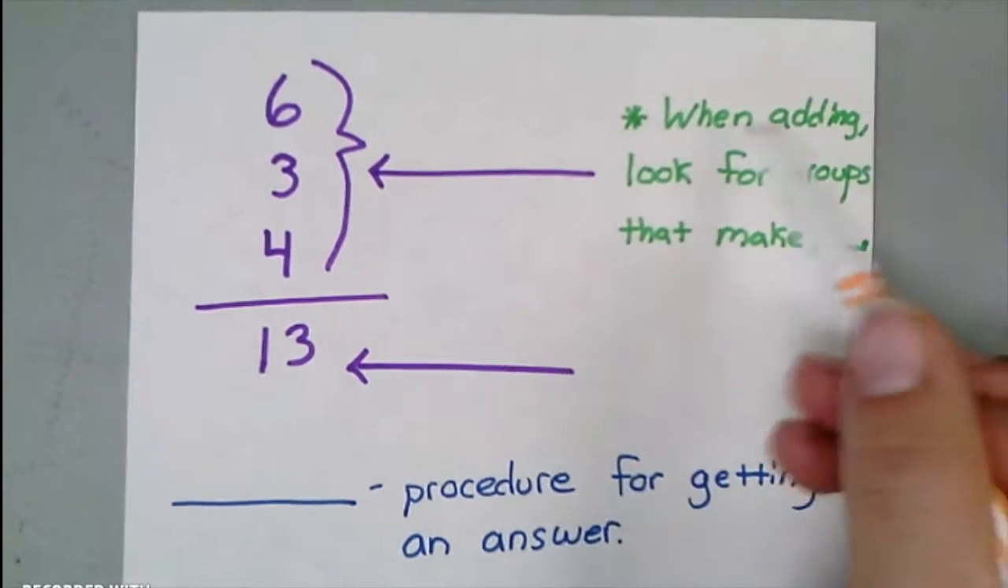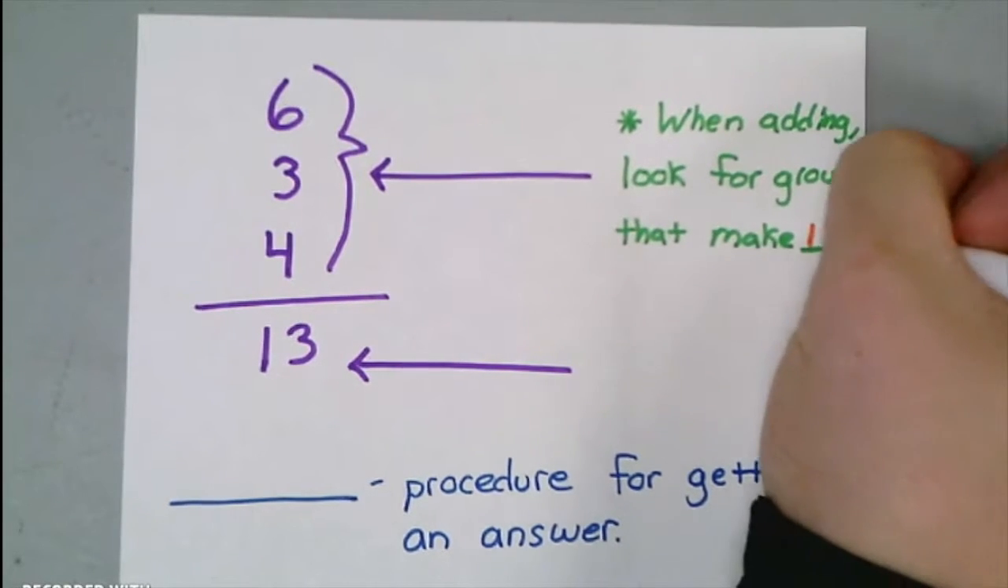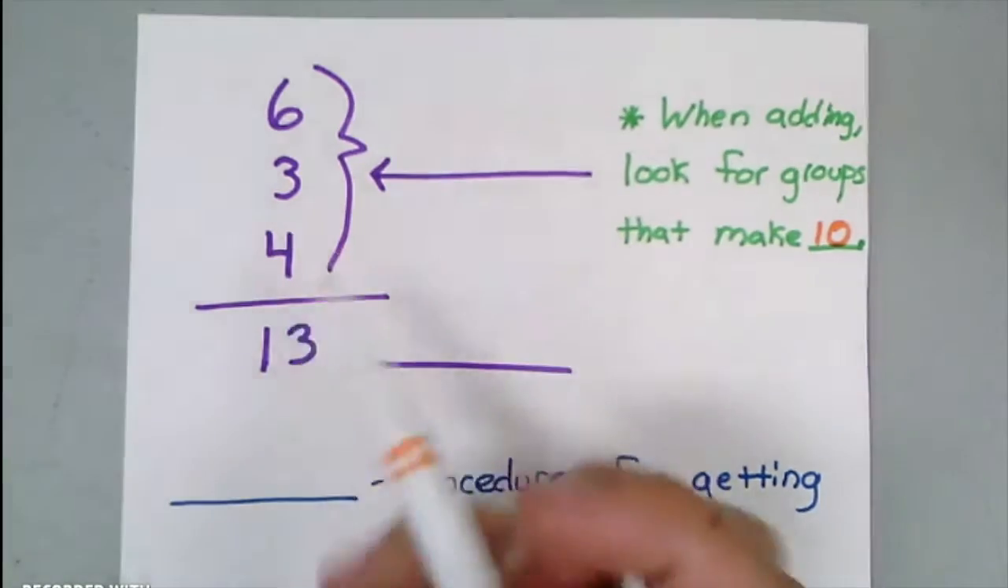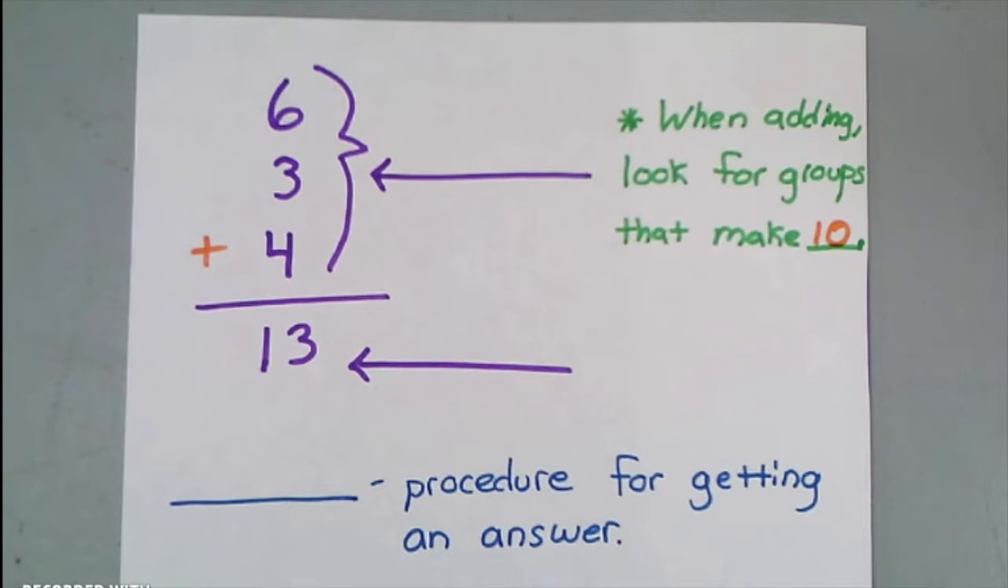When adding, look for groups that make 10. That's going to make our adding a little bit simpler. We always line up all the numbers that we're adding. Say that we were adding 6 and 3 and 4. We got some vocab here.